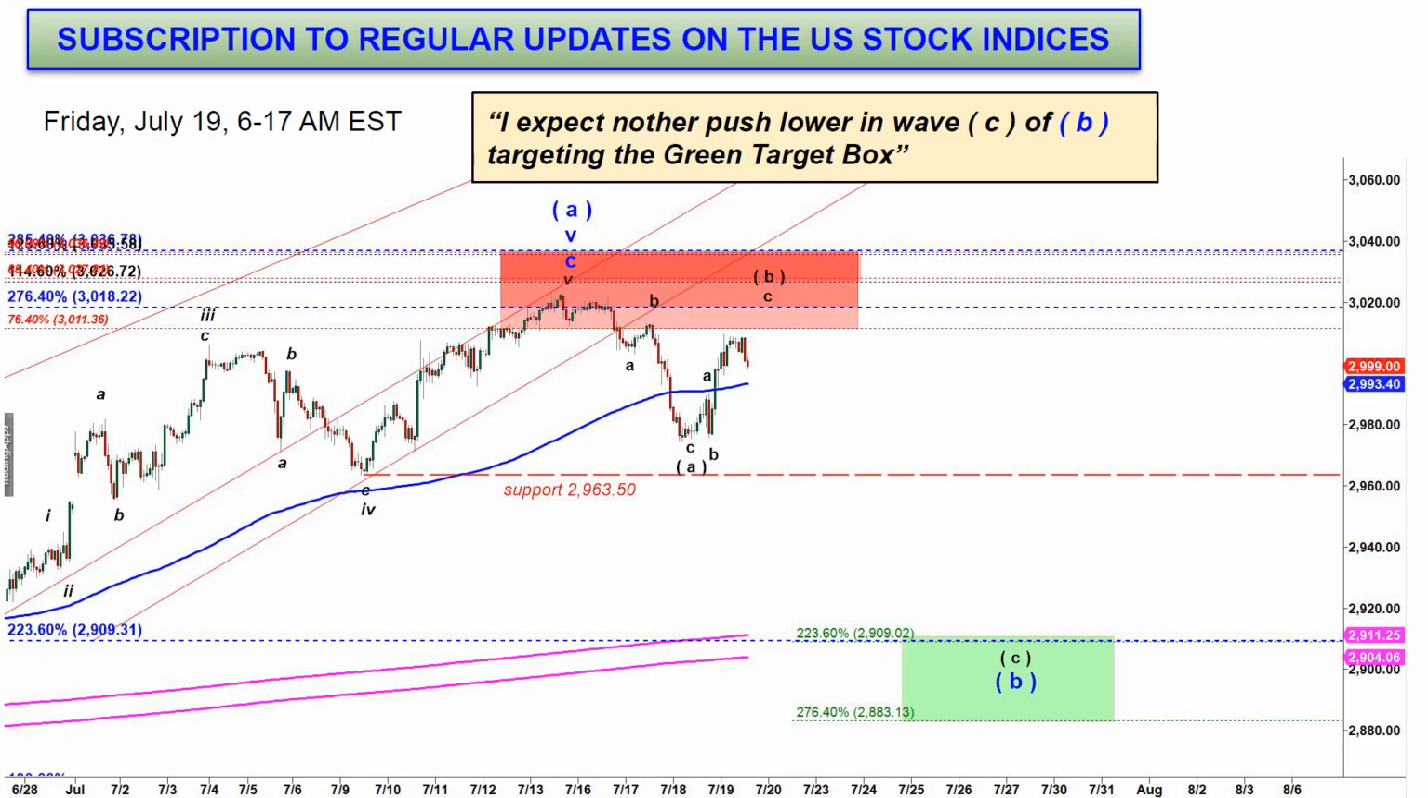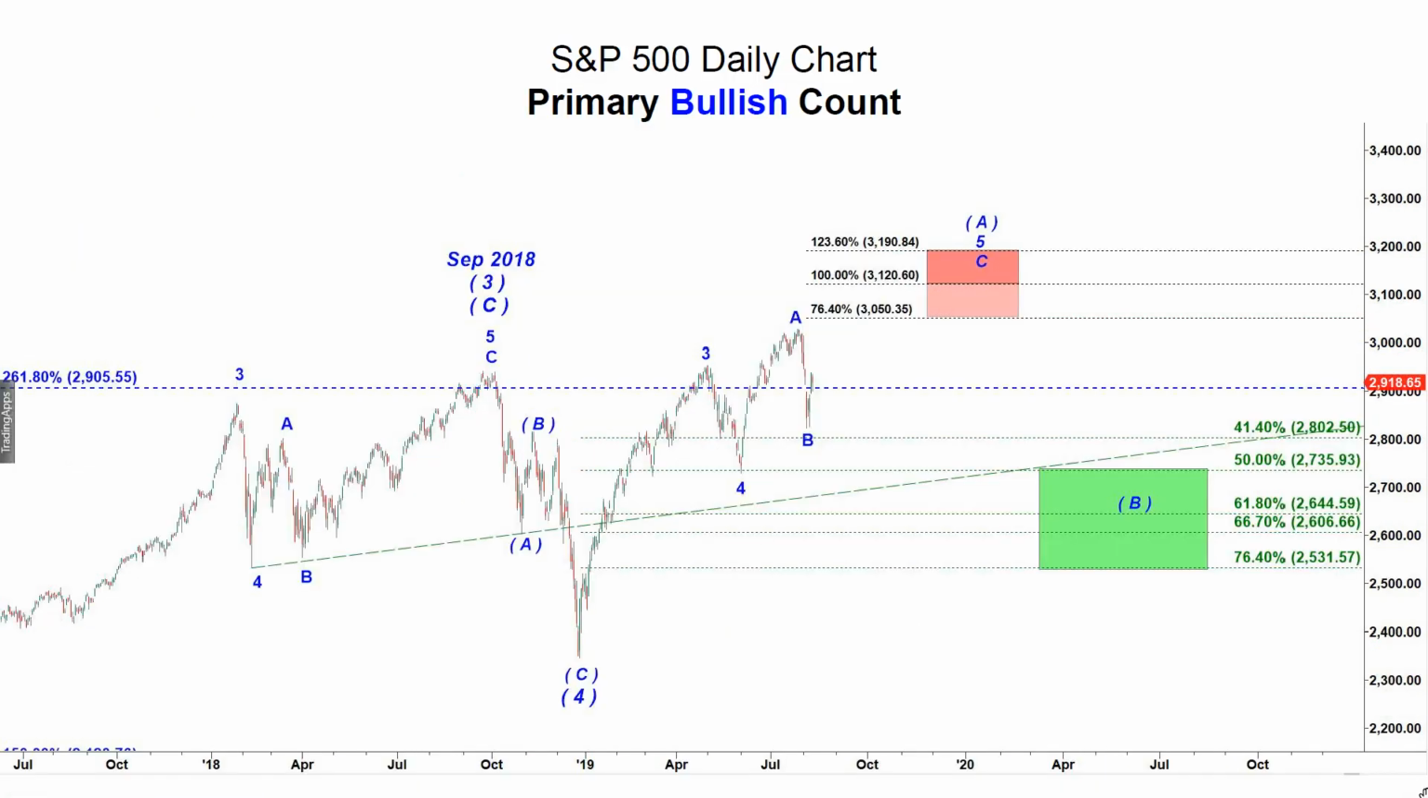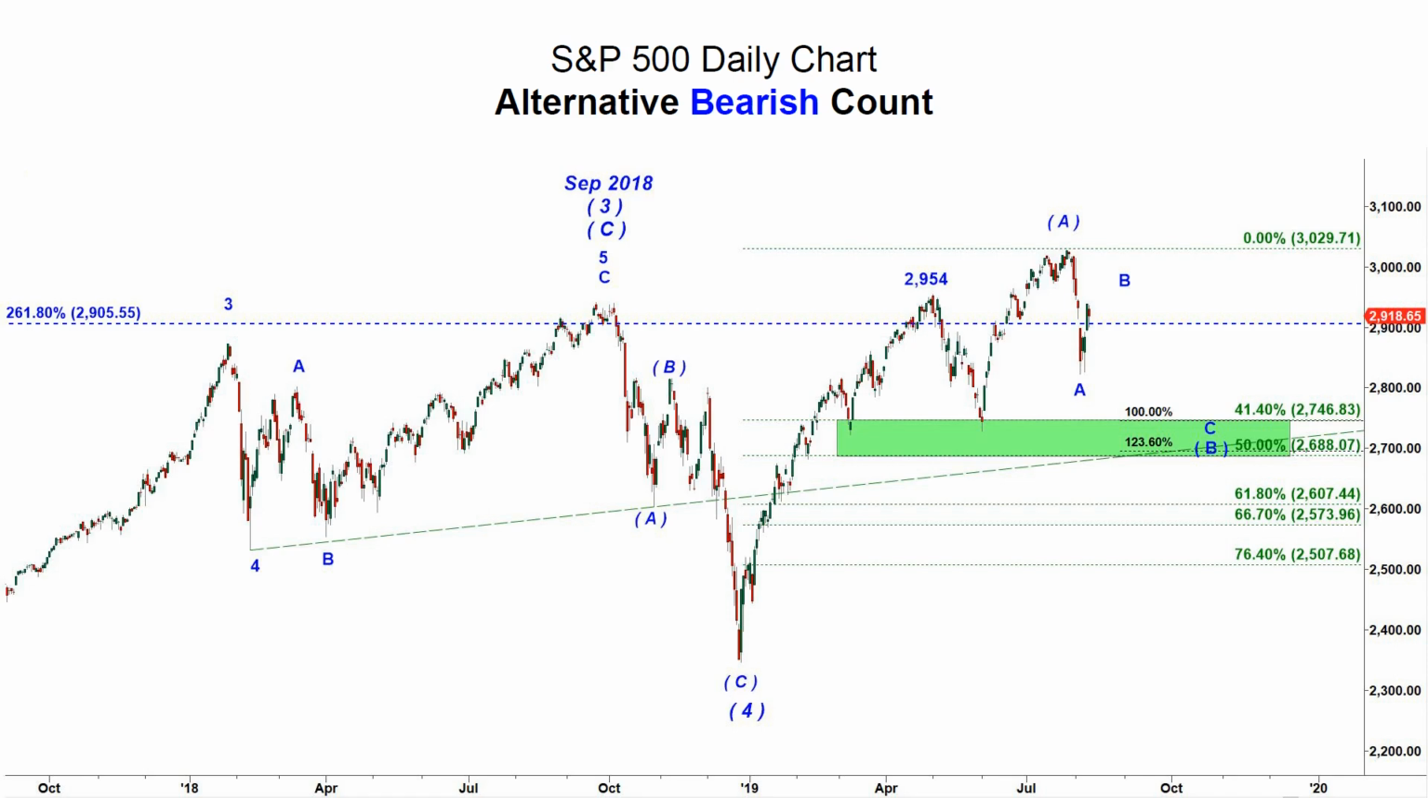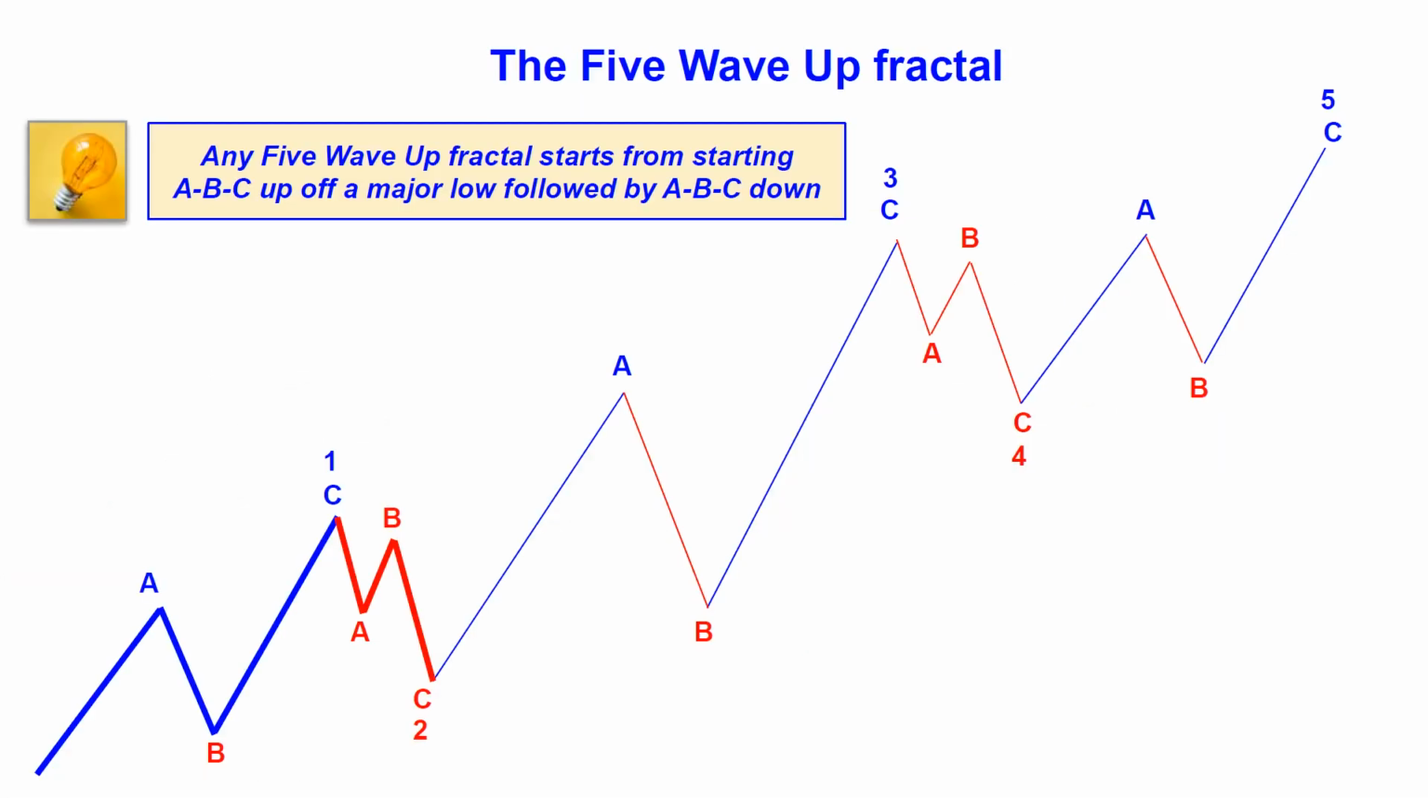In this video, I will be talking about directional bias. I will be talking about how you are supposed to use wave analysis to improve your trading, to increase your winning rate. And we will talk about two main counts I have now for S&P 500, and I will explain the difference between them and the way you can trade them.